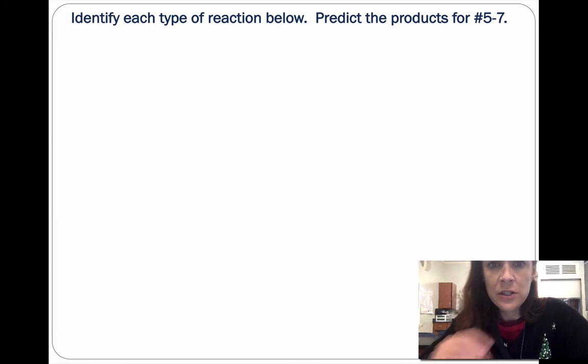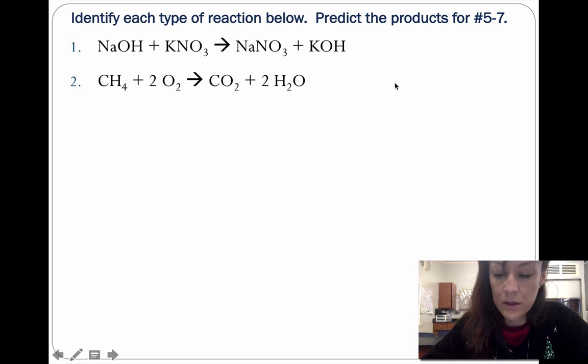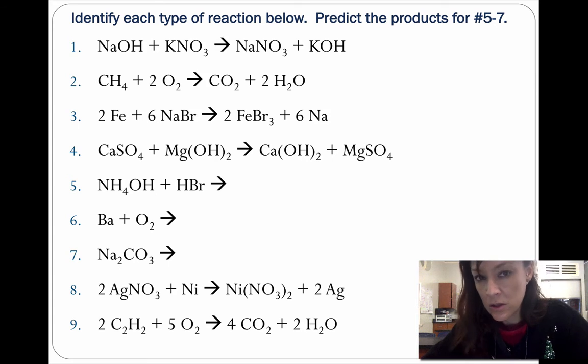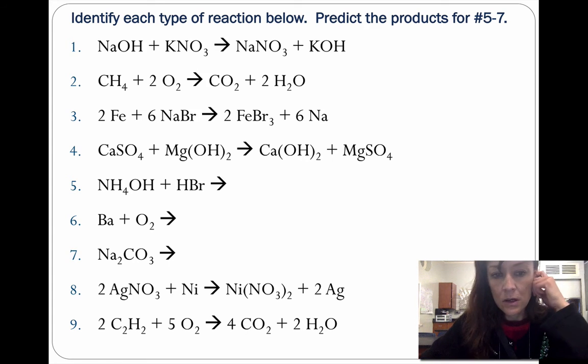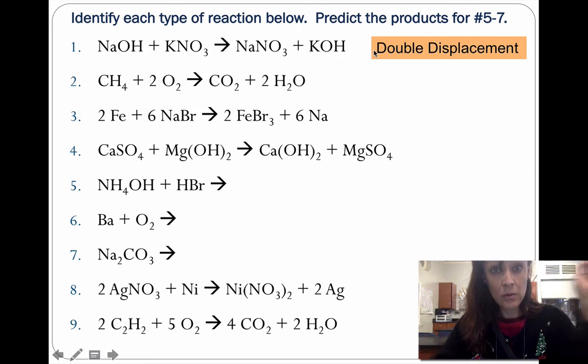Identify each type of reaction below. Predict the products for 5 to 7. So I've got this reaction here. Make sure you sort of notice what's going on. Eyeball it a little bit. Let's go through all of them first. Grab a pencil, fill in your notes, and then just start at the first one. See if you notice the sodium products. Yep, looks like they replaced one another.